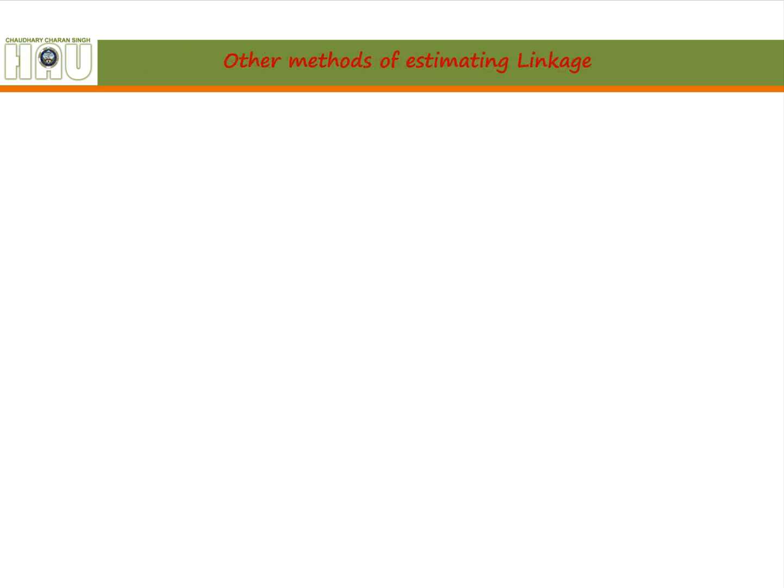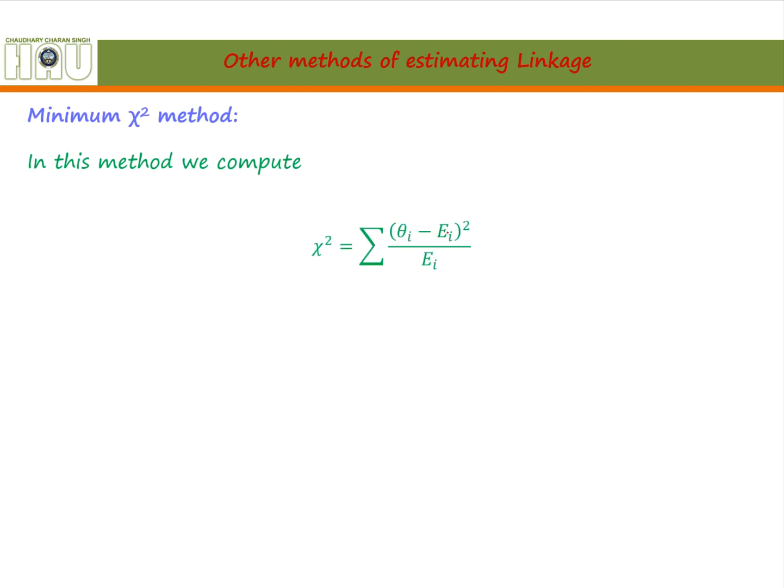Another method is the minimum chi-square method. In this method, we compute chi-square as the sum of observed minus expected value whole square divided by expected. Here we will minimize this chi-square with respect to theta, and from this we can find the estimate of theta. I am just giving you the introduction. The details you can find in many books.